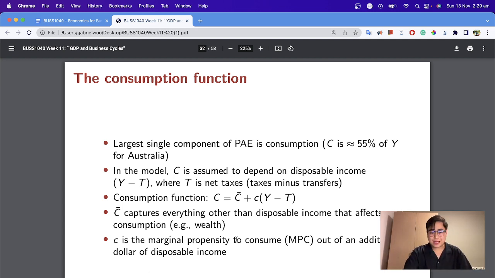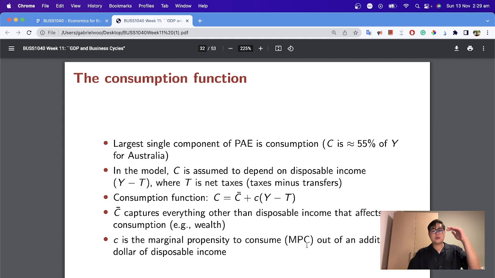Whereas, for example, c times (Y minus T) means your consumption as a function of the marginal propensity to consume. So marginal propensity to consume, once again, marginal is the idea that if you make $1 more, how much do you spend? Okay, so if I make $1 more, I spend 60 cents. That means I have a marginal propensity to consume of 60%. And 40% goes to savings or whatnot. And that is also a function of income minus taxes. So this is the consumption function, and it's the biggest component for planned aggregate expenditure.